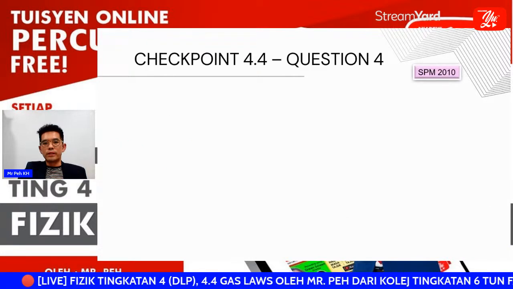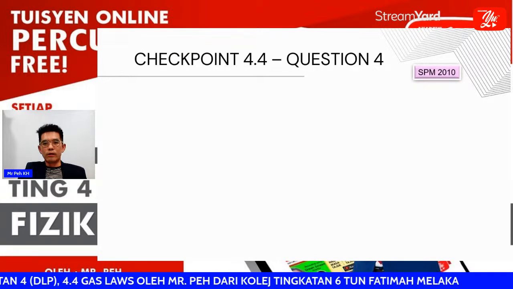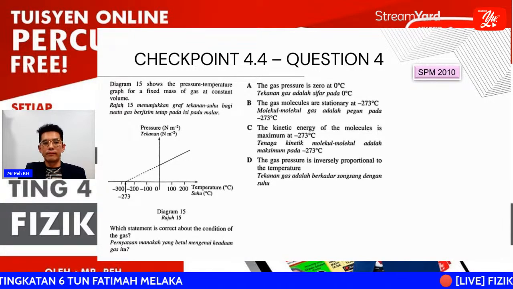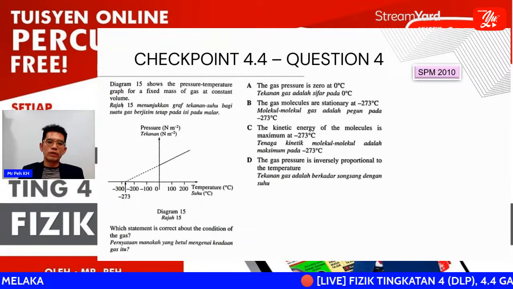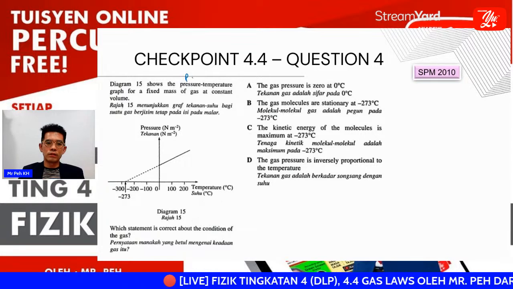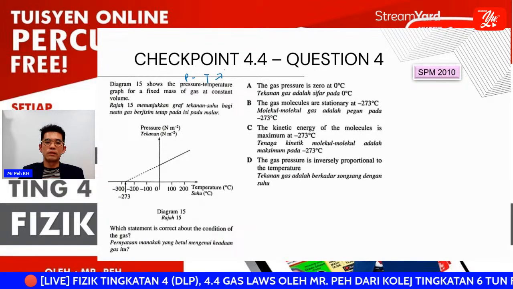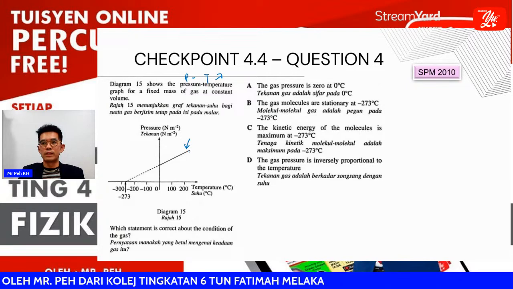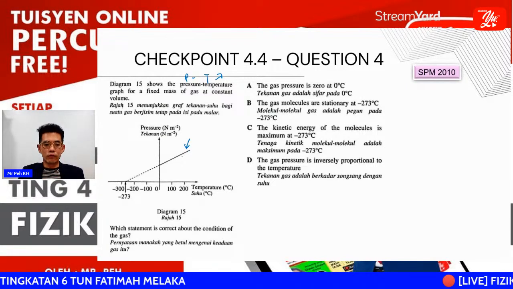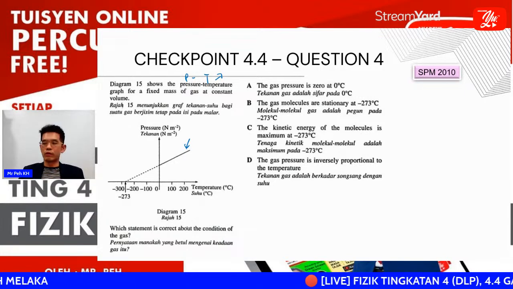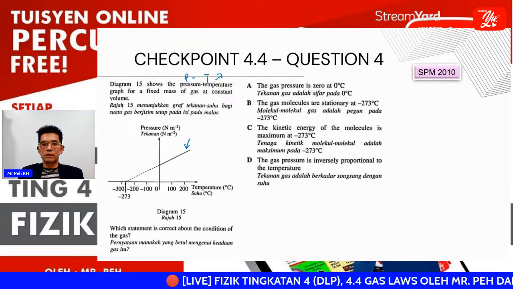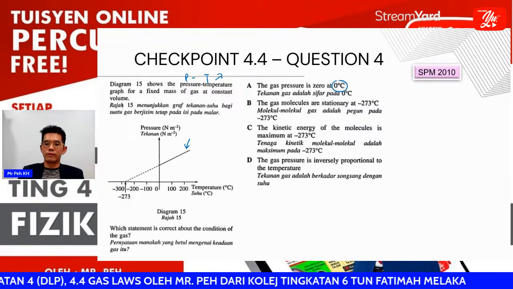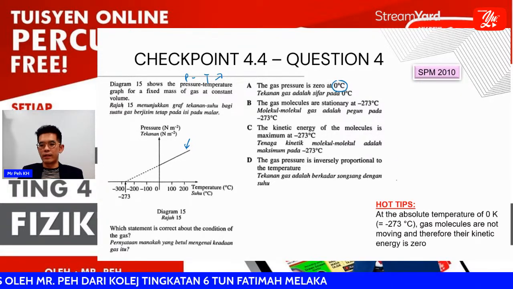Then the next here will be checkpoint 4.4, question number 4. Here will be another objective question from 2010. Diagram 15 shows the pressure temperature graph. Pressure and temperature, so that means here is actually Gay-Lussac law or pressure law. This is what the discussion regarding the experiment we did at Learning Standard 4. Which statement is correct about the condition of the gas? Here the gas pressure is 0 at 0 degrees Celsius, correct or not? Here the point is at the absolute temperature.